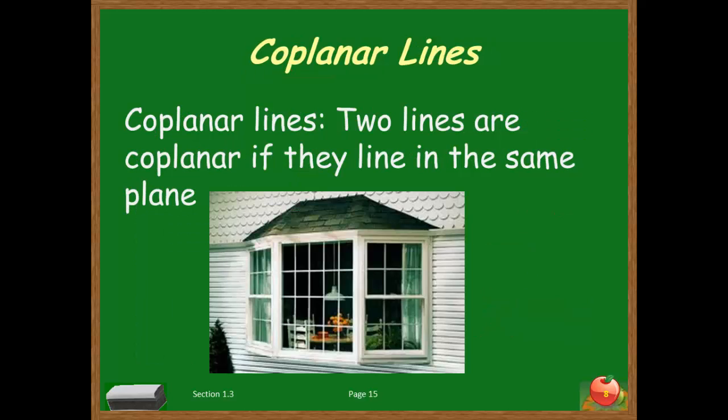Coplanar. Coplanar lines are 2 lines in the same plane. This flat surface, the window, is a plane. The lines are in the plane.